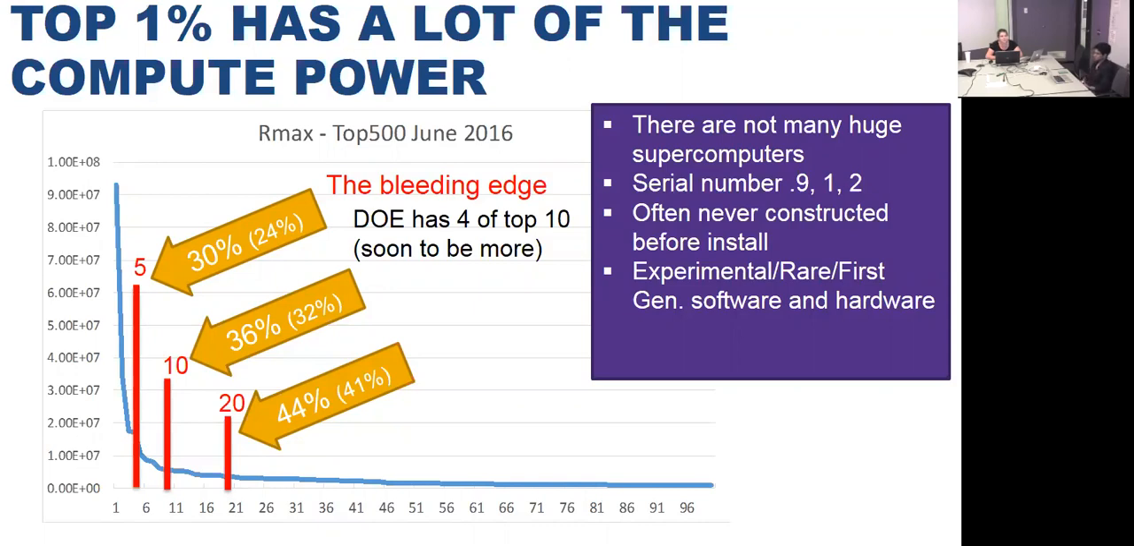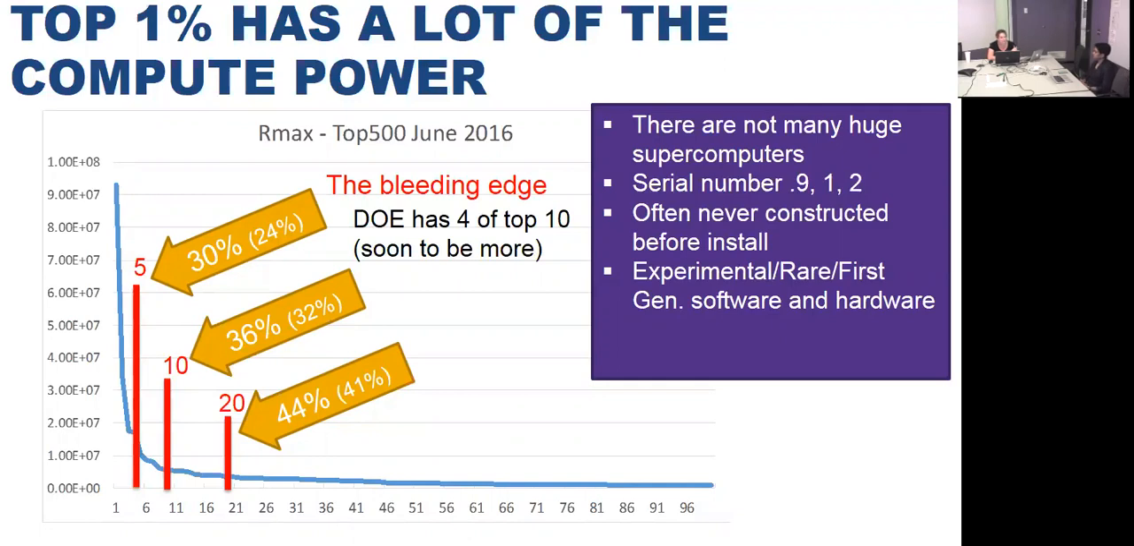And this was the case, say, with Mira, our current machine at the ALCF. IBM didn't have the floor space or the power to build all of Mira. So when they first brought it here and plugged it all together, we were dealing with what you could say a serial number 0.9, and we were really testing everything they had at scale as it was being installed. And so, as I said, often these machines have never been installed before. They might never be again.